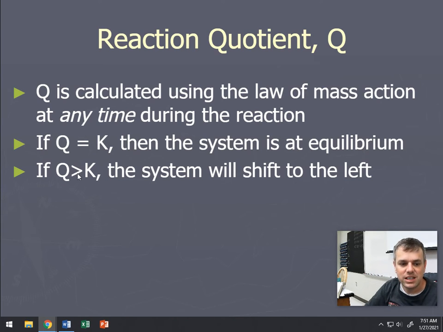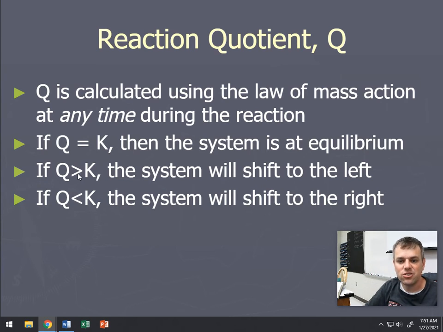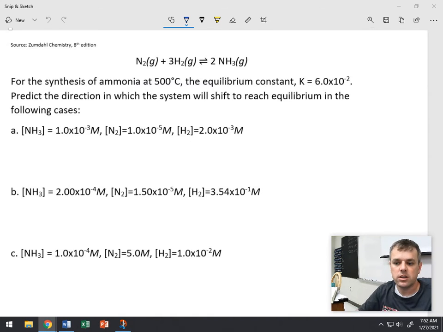And as you might guess, if Q is less than K, the system will shift to the right, or to the product side, because the numerator of your reaction quotient is too small. You need more products, less reactants. So let's take a look at a problem to solve.